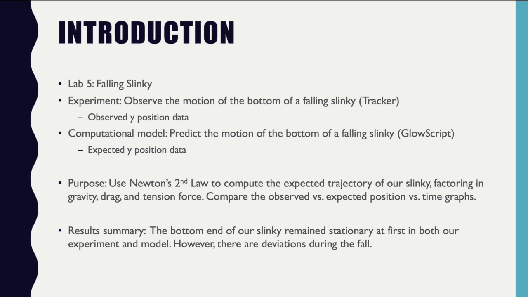The purpose of this lab is first to observe the motion of the bottom of a falling slinky. We will compare the observed Y position data from Tracker with expected data from a computational model of our experiment on GlowScript. To summarize the results, our observed and expected position data both show that the bottom end of the slinky remains stationary. However, there are some deviations as it begins to fall.